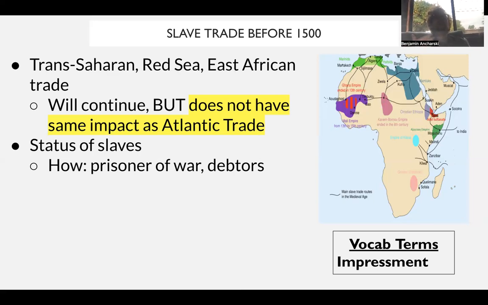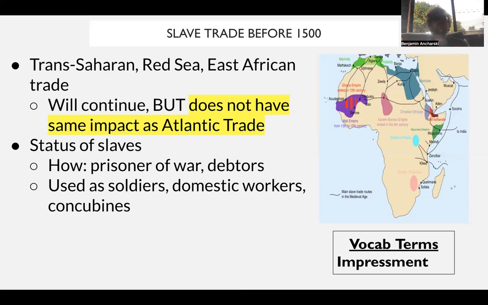So slavery is not inheritable. That's basically what I'm trying to get at. Slavery is not something that you're going to pass down to your children. It's something one comes into as a result of circumstances like being a prisoner of war or getting into a sort of debt, a legal punishment for debt.